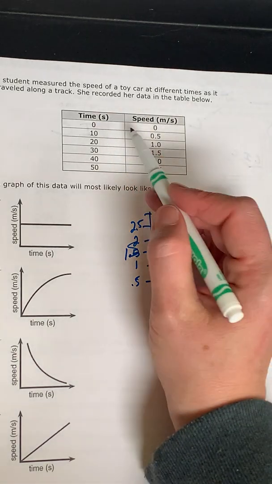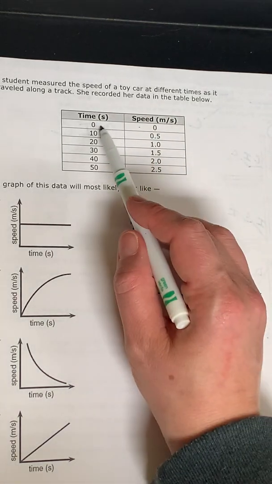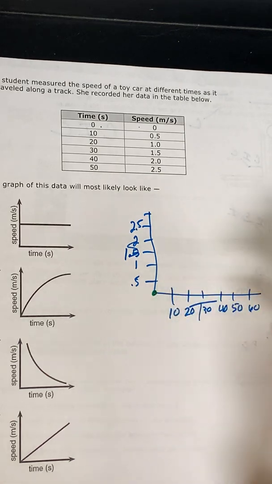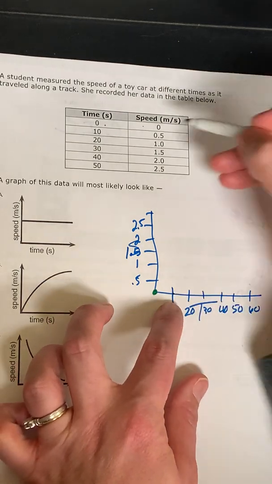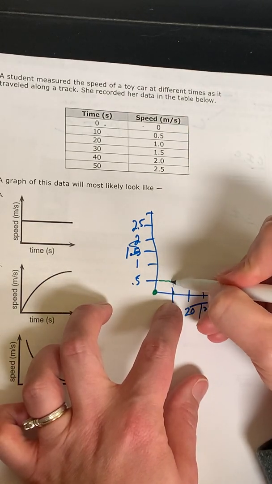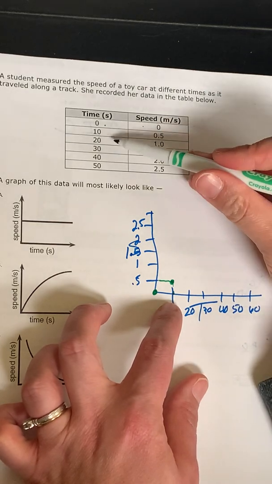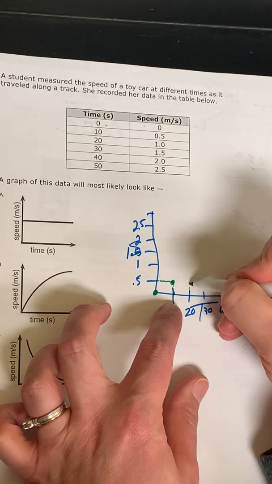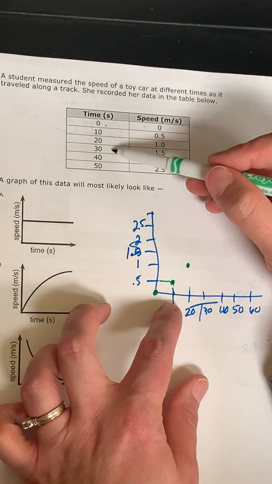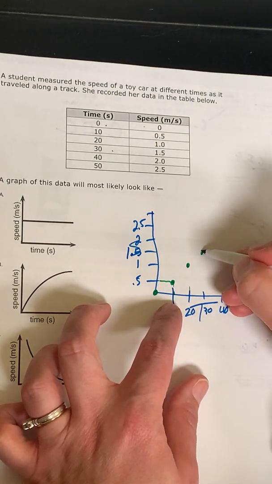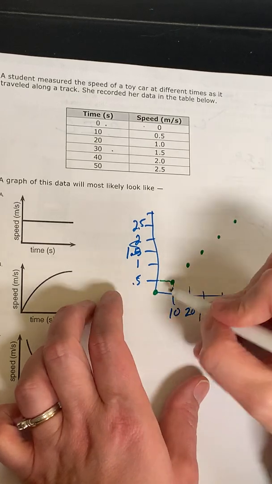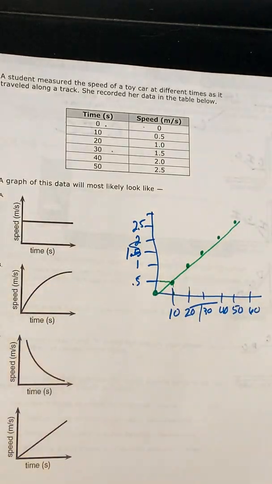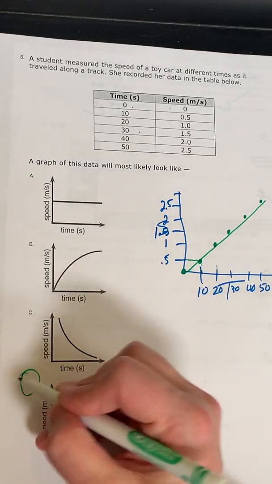So I'm just gonna graph this real quick. So when my time is 0, my speed is 0, that means my point is here. When my time is 10, my speed is 0.5, so I'm only gonna come up to where it says 0.5, that's right here. When my time is 20, it's at 1, that's here. When my time is 30, it's at 1.5. When it's at 40, it's at 2. And then when it's at 50, it's at 2.5. If I connect the lines, I have a straight line, which makes D the correct answer.